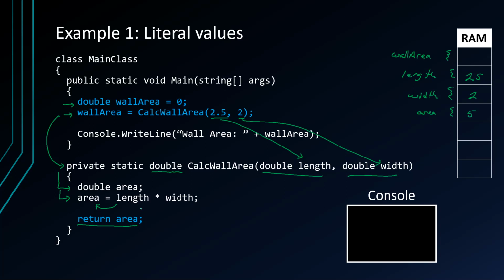And now the next piece, we get to this return area command. It is a command because it's got a semicolon. So what's going to happen with this is it's going to return it all the way back up to calc wall area, which is then going to say, hey, assign it into wall area. So it's going to take the 5 and assign it into this variable called wall area. At this point, delete.